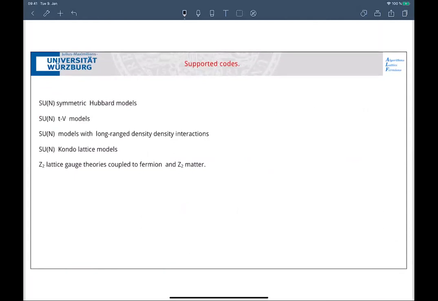All these codes come with an SU(N) version. And then we have another kind of code. This is basically lattice gauge theories. That's where the Ising fields really come in. Lattice gauge theories coupled to fermion and Z2 matter. I'll explain this.